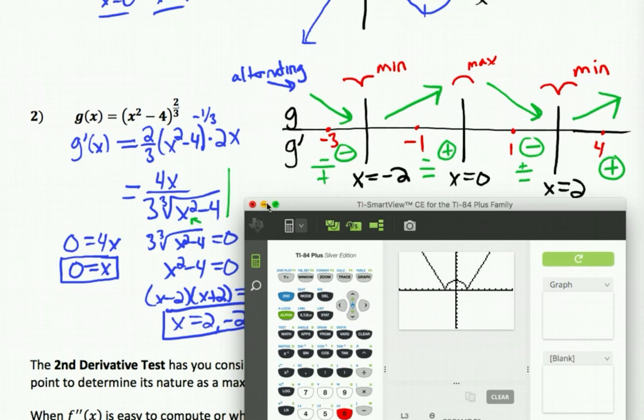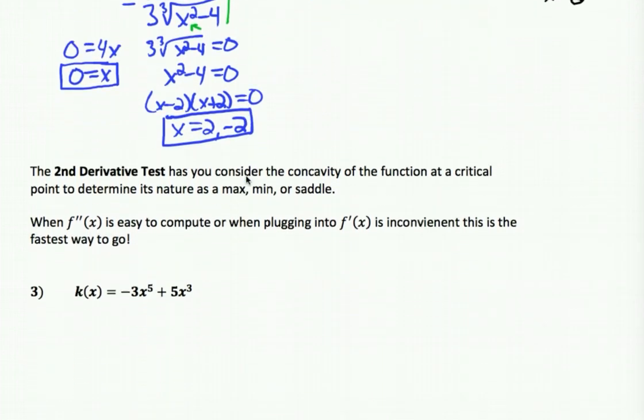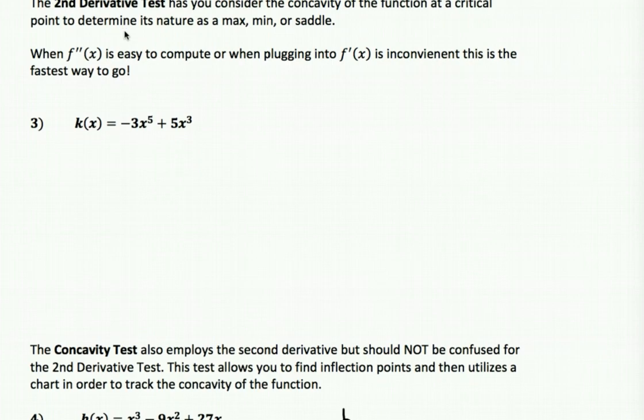I just need to plug in those numbers or a few other numbers to get some y values to nail down exactly where it's at. Okay, so let's think about using the second derivative test now. The second derivative test is another way to do the exact same thing. It's a way to decide whether a critical point is a max, min, or a saddle.